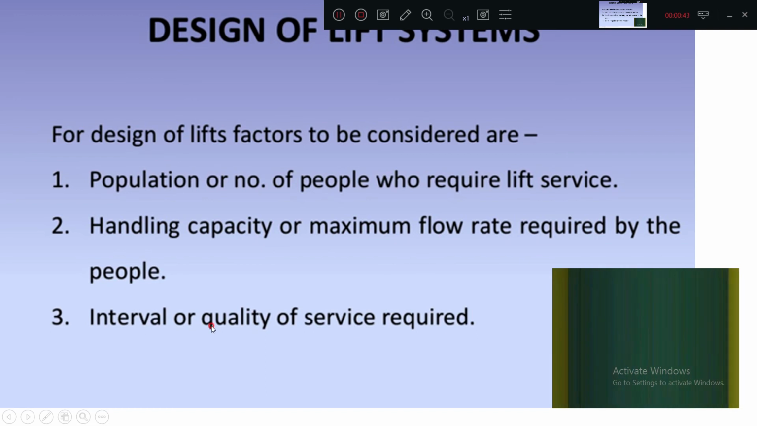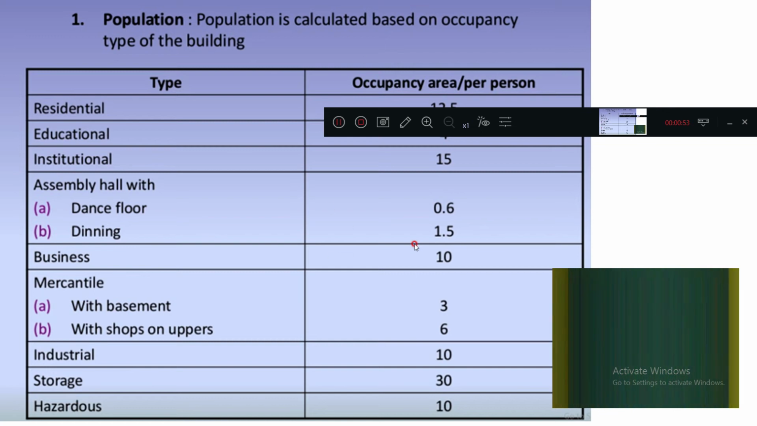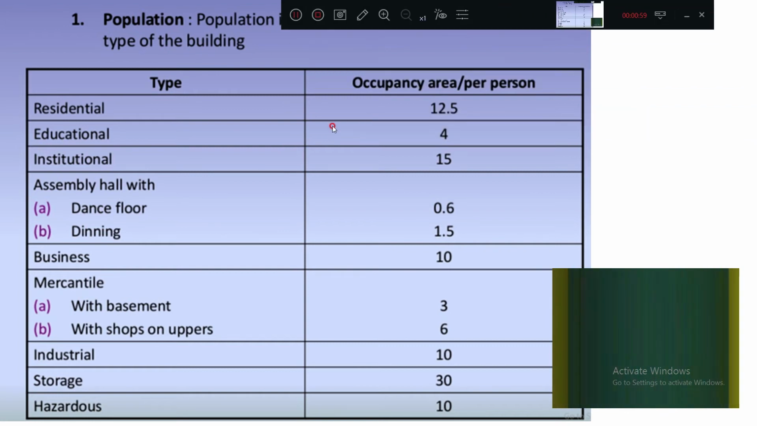Okay. Interval or quality of service required. Okay. Speed, waiting time. Okay, that is the thing. Three things are very very important. So here regarding population, some standard tables are given. Population is calculated based on the occupancy type of the building.